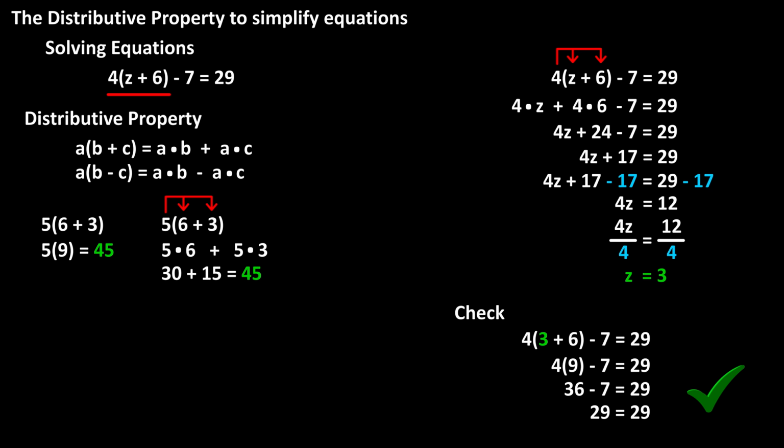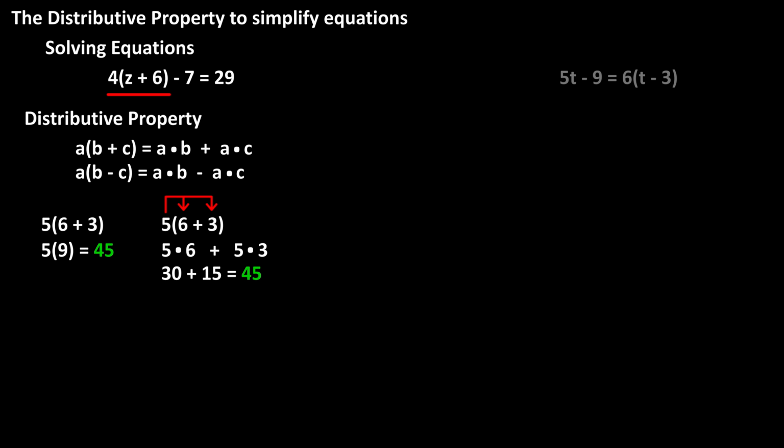Now let's do another example that's a bit more complex. 5t minus 9 equals 6 times the quantity t minus 3. In looking at this equation, the first thing we want to do is remove the parentheses. So we'll use the distributive property and distribute the 6. 6 times t equals 6t, and 6 times 3 equals 18. So now our equation is 5t minus 9 equals 6t minus 18.